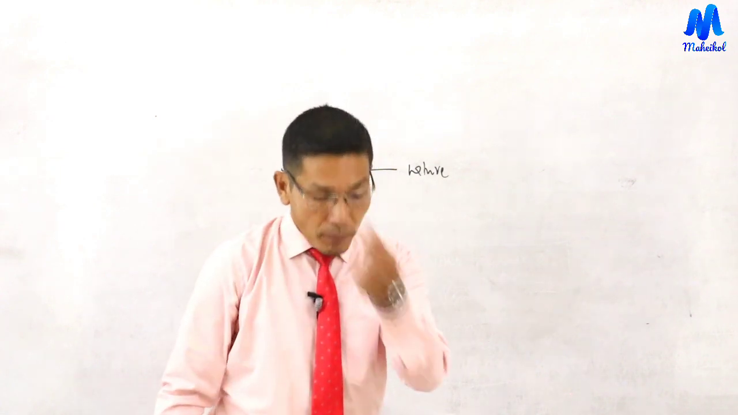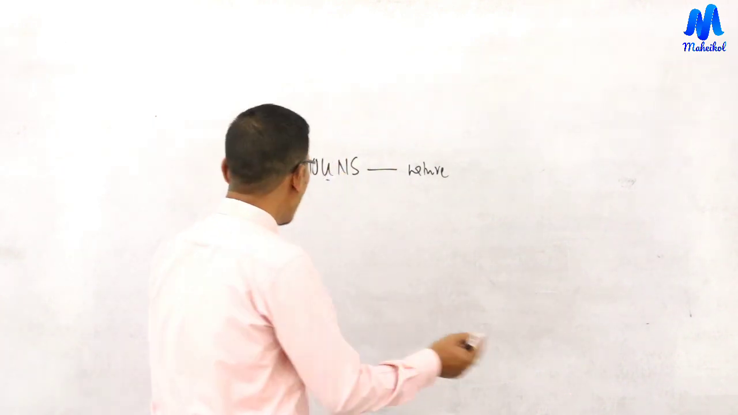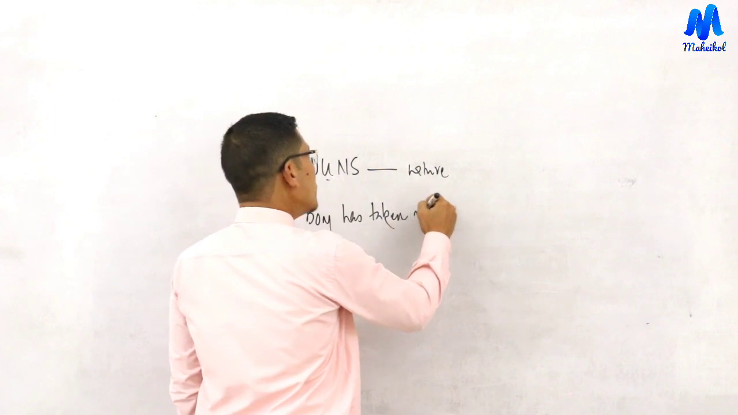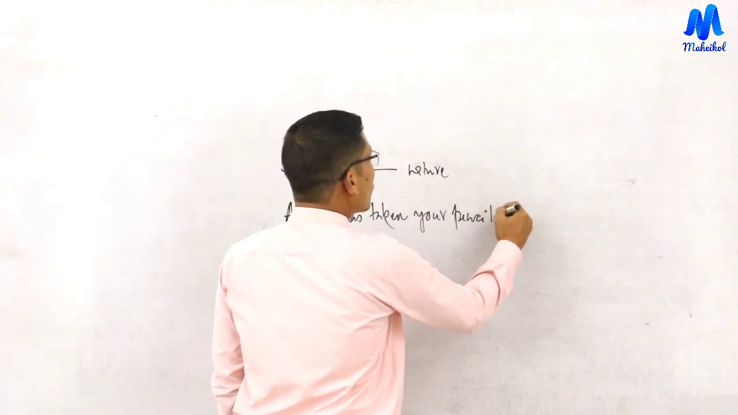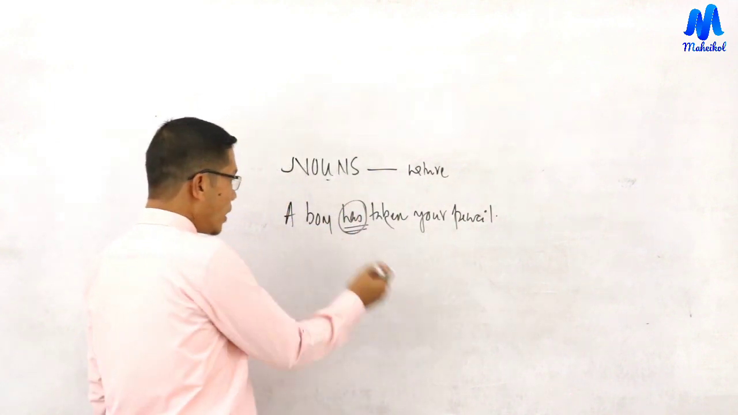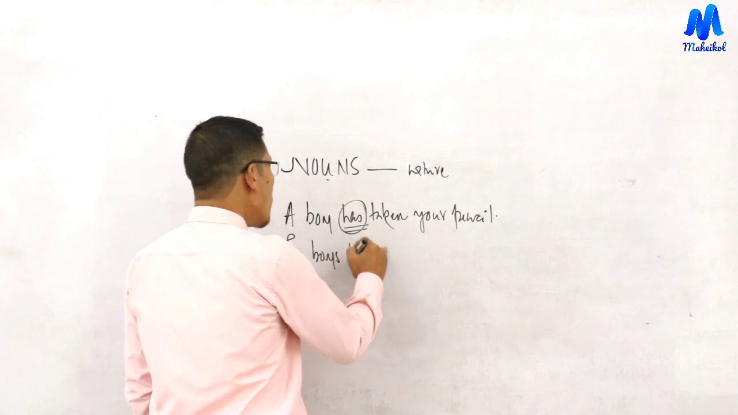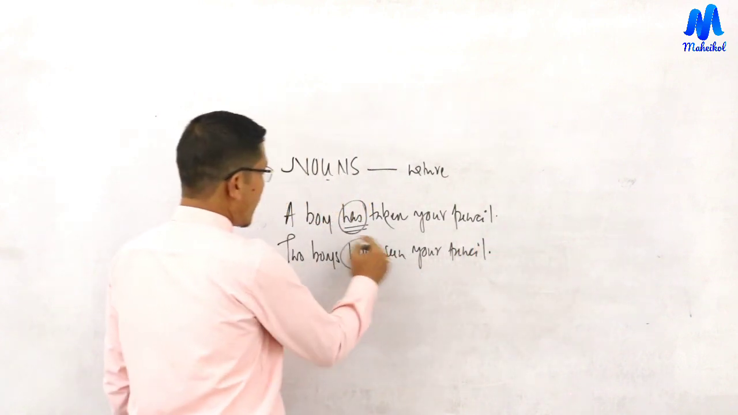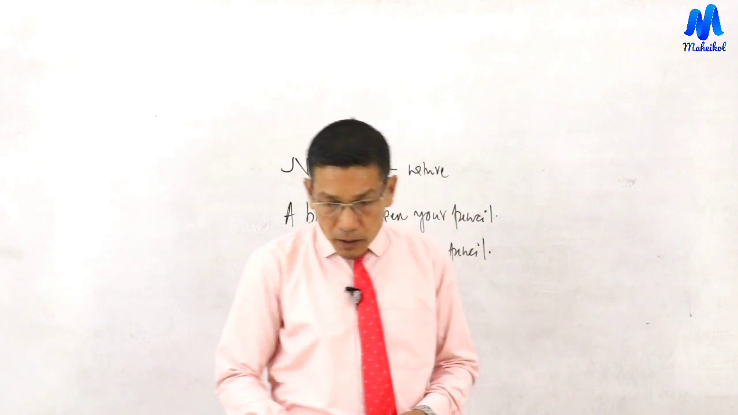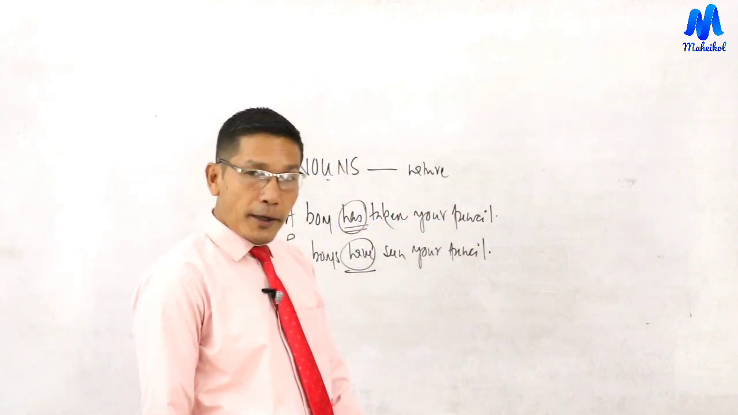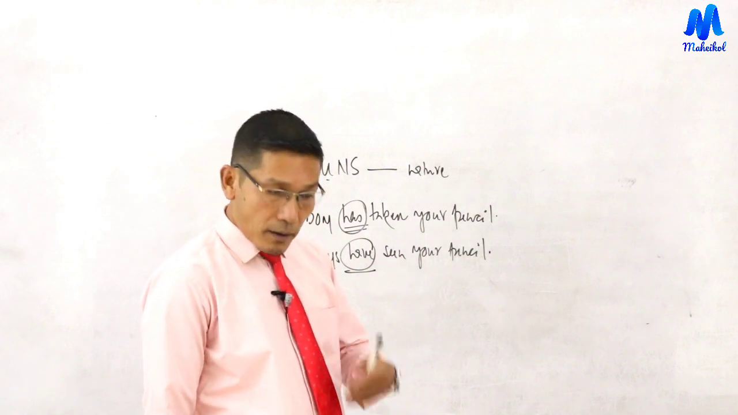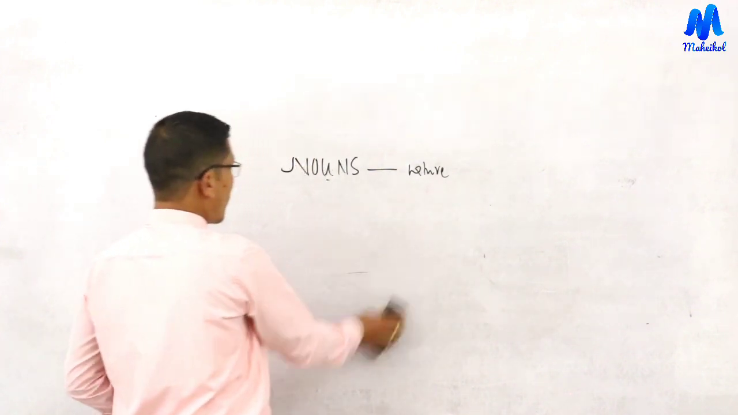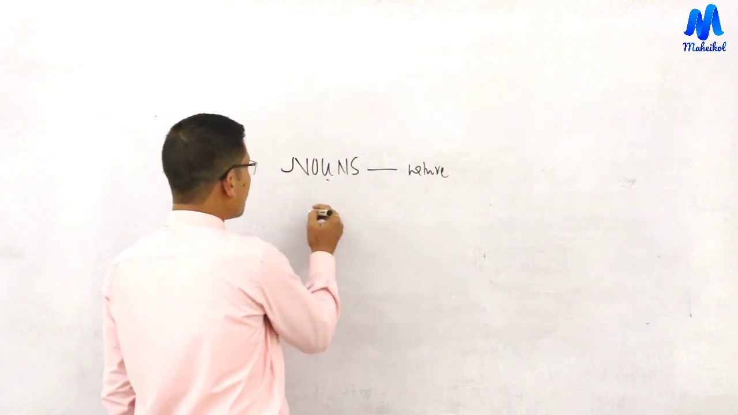Singular and plural nouns, the verb that follows changes its form. A boy has taken your pencil. Two boys have seen your pencil. For a singular, the auxiliary verb changes, and for a plural, the auxiliary verb changes, or the main verb.